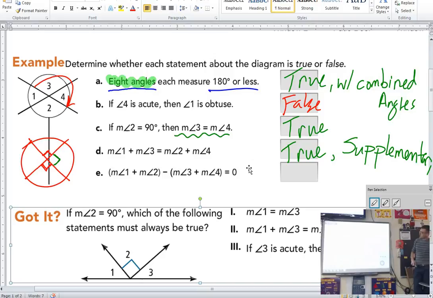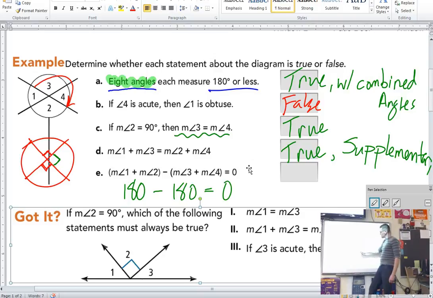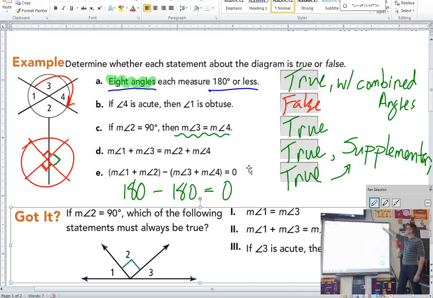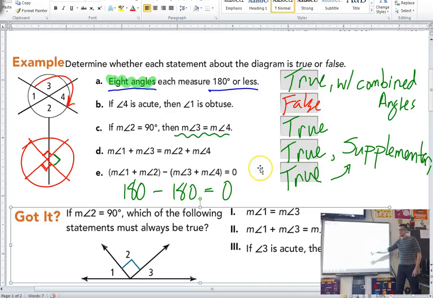And Xavier, what about angles 1 plus 2 minus angles 3 plus 4? True. That is true because 1 and 2 are supplementary, make 180. 3 and 4 make 180. So this is really 180 minus 180, which of course equals 0. This is true, also because of the supplementary pairs. Any questions on this? We're all confident with everything we just did?